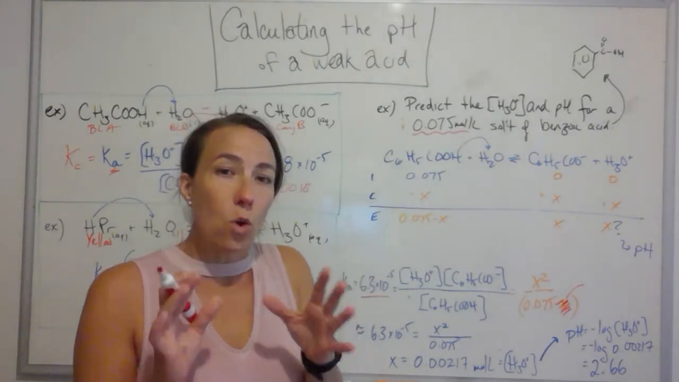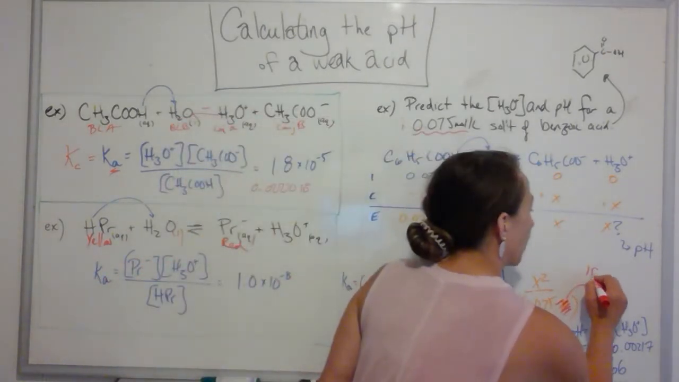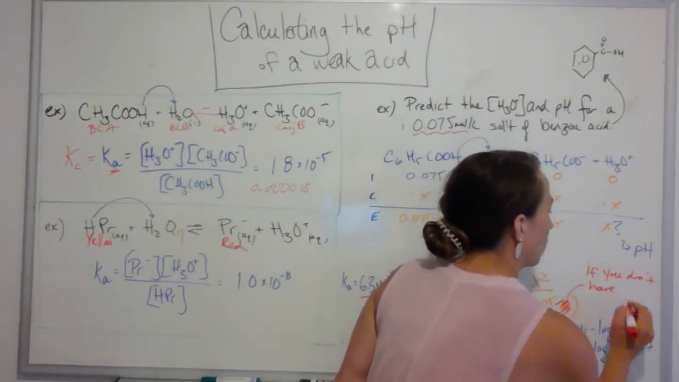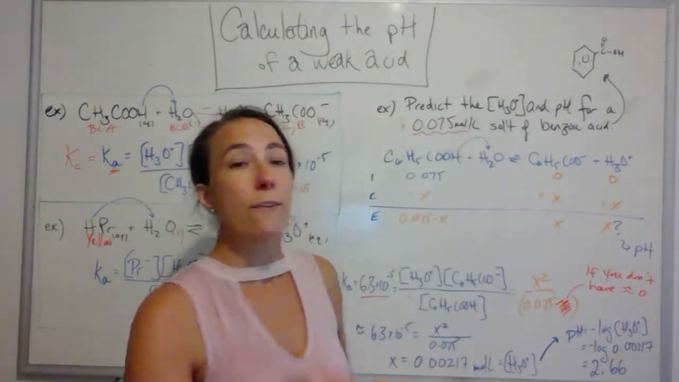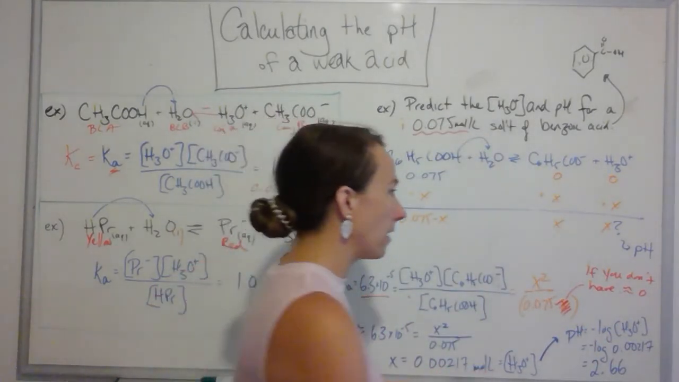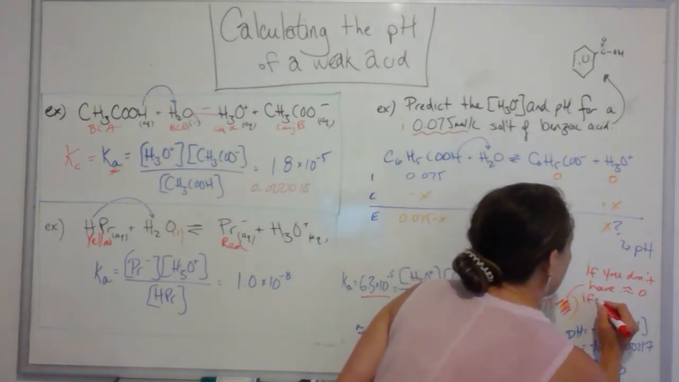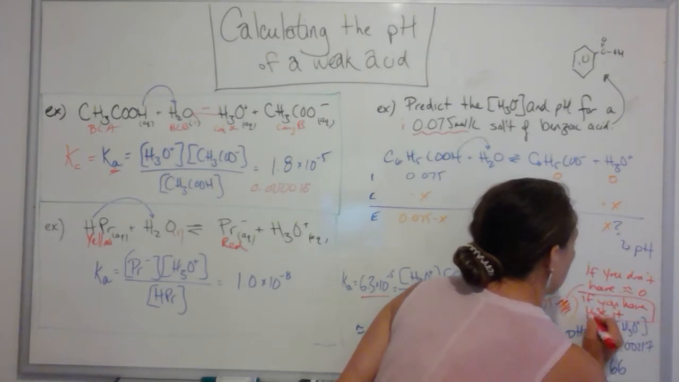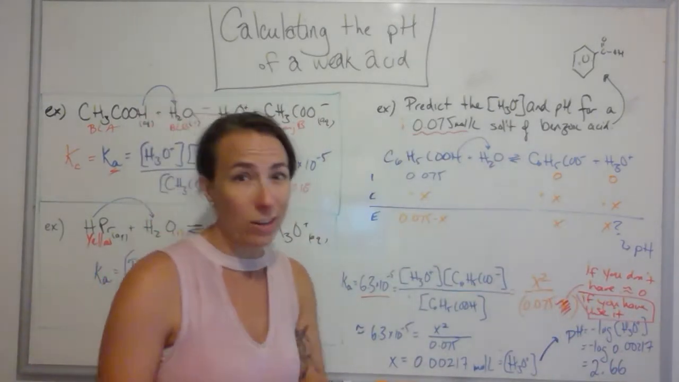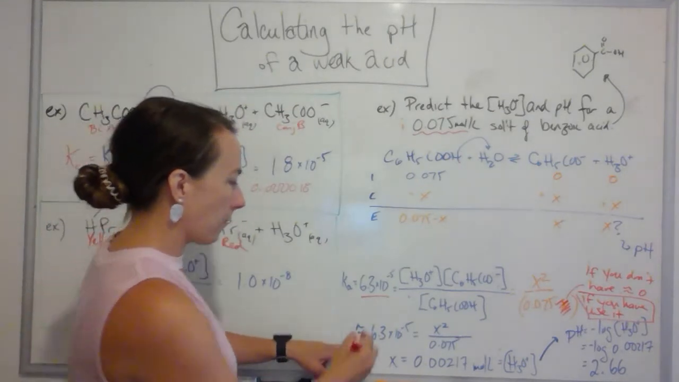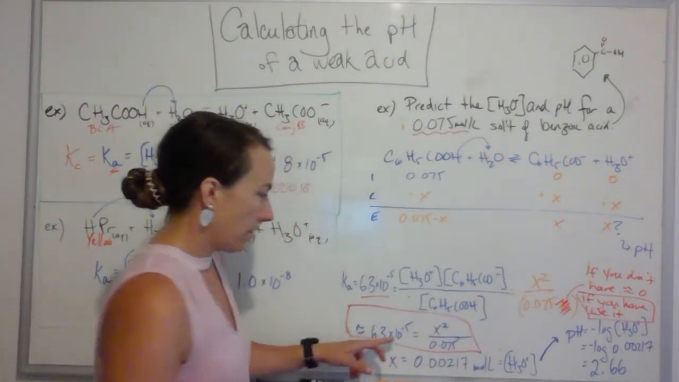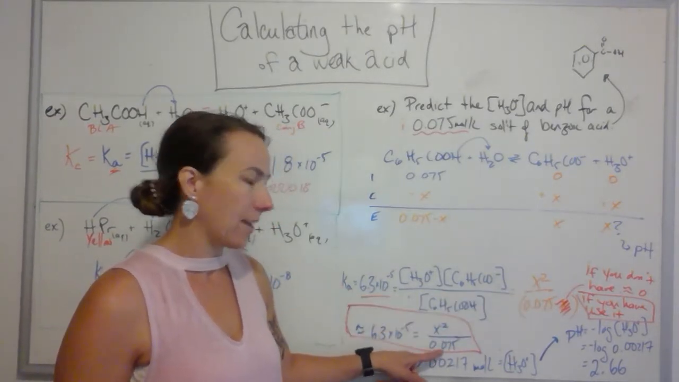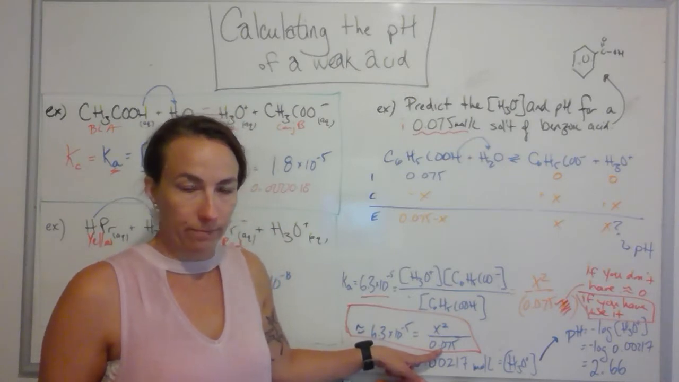So the golden rule is if you don't have X, you can assume 0. If you have X, please plug it in, okay? If you have X, use it. If you have it, use it. If you don't have it, you can lose it. Okay, so what I end up with is this. Approximately, the Ka value, which I got from the data booklet, equals X squared from that X squared there, divided by the total initial concentration.